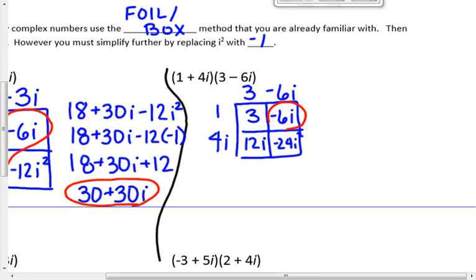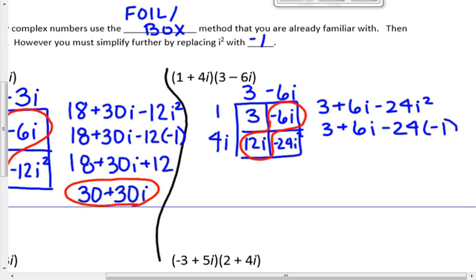Again, I see these common terms happening in my diagram. So as I rewrite, I'm going to combine them. 3 doesn't get combined with anything. There's nothing else for it. 12i and negative 6i comes out to positive 6i. And then finally, negative 24i squared. Last up, same as the first example, where I see that i squared, I'm going to get rid of it. I know that i squared is really equal to negative 1.